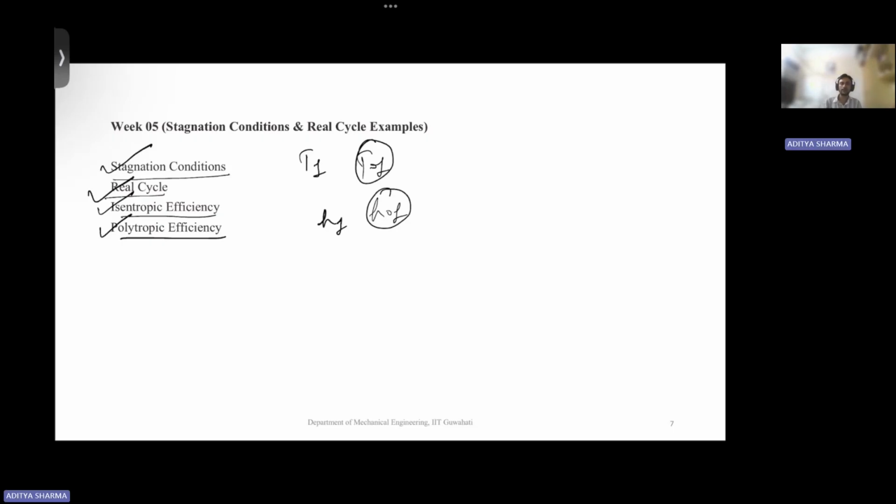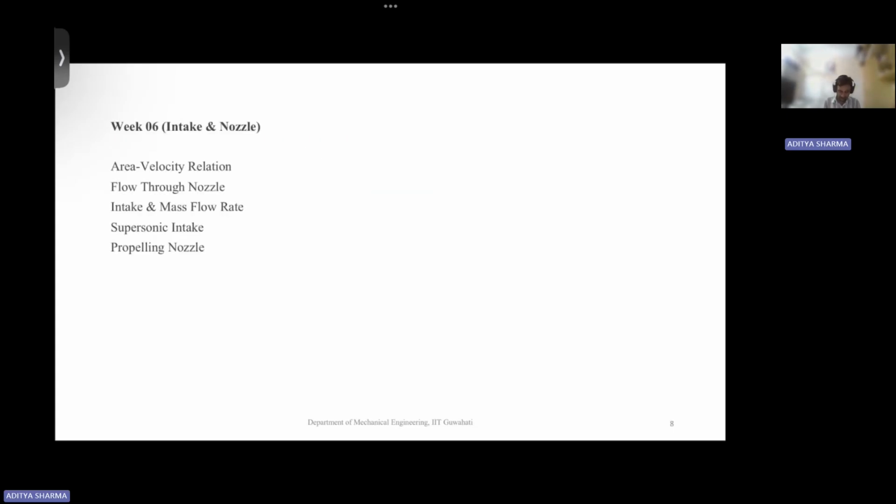So this is what I was saying, that based on the polytropic efficiency, we can compare two different compressors of different specifications. So we bring its pressure ratio to one value, and then based on the polytropic efficiency, we can tell which one is more efficient. So this is polytropic efficiency. So this is week 5's content.